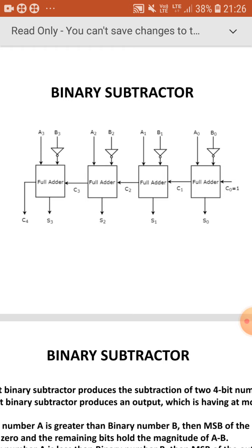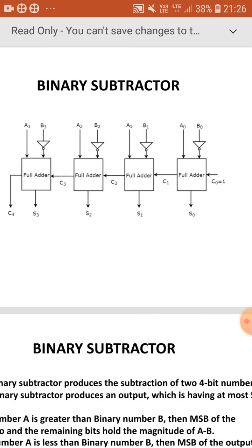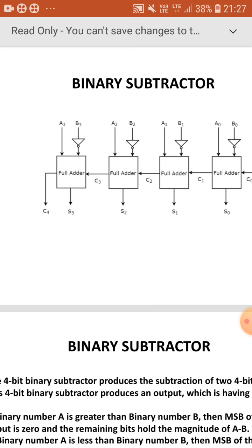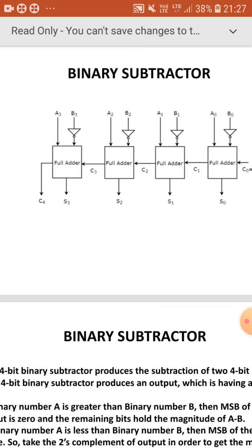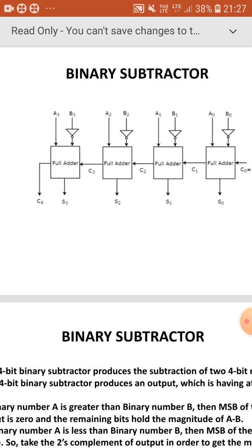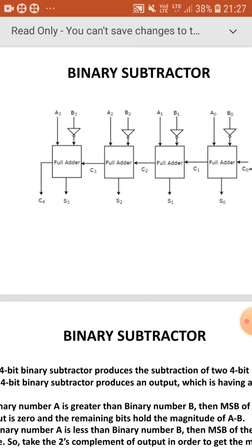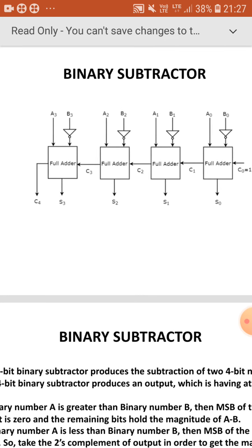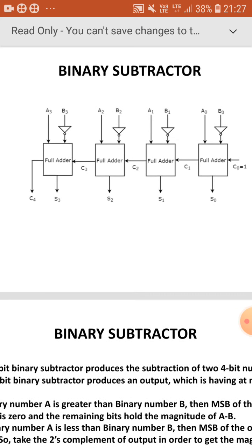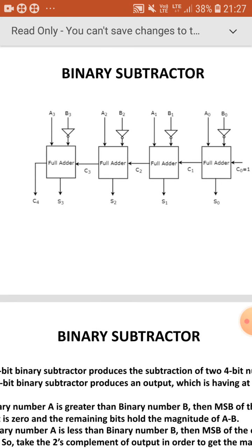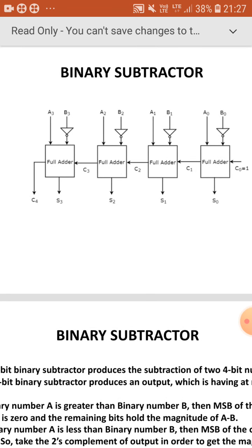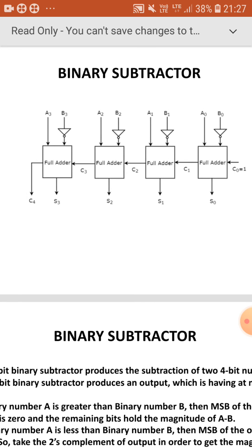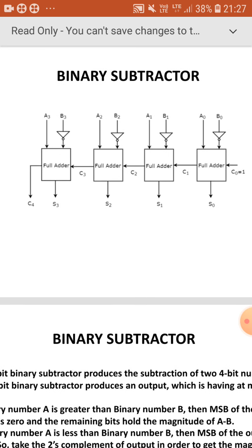In this we use full adders. The C1 is applied to the second full adder. The second full adder adds A1, B1 bar and C1. The result will be S1 and C2. S1 is the sum bit of the second full adder. C2 is the carry bit of the second full adder.